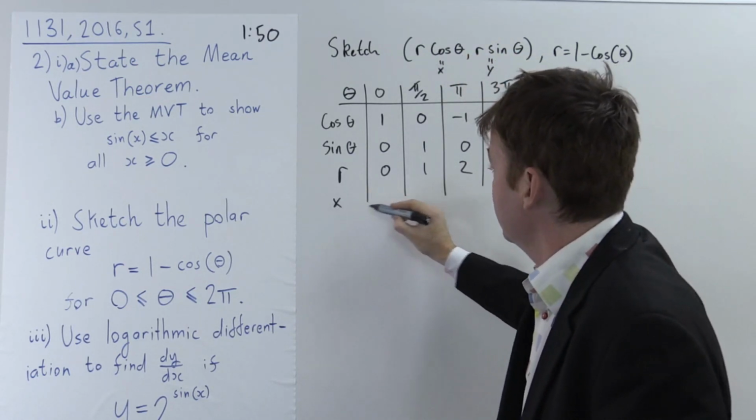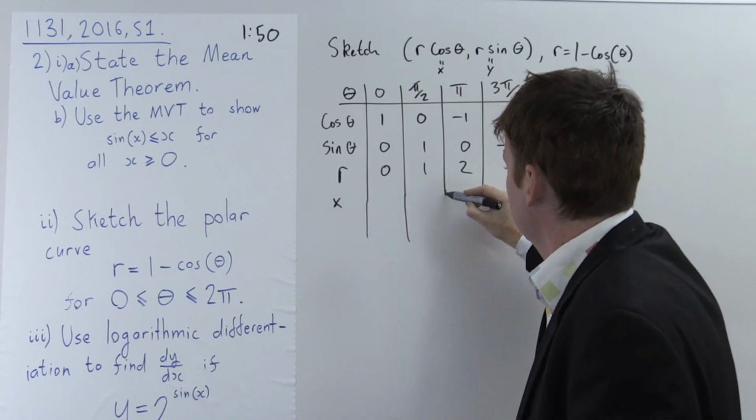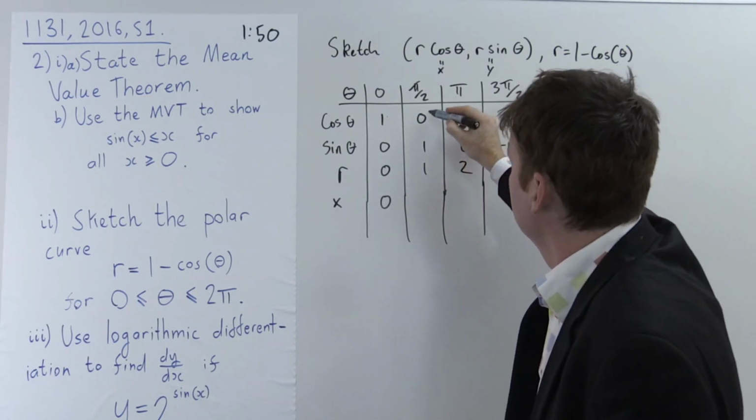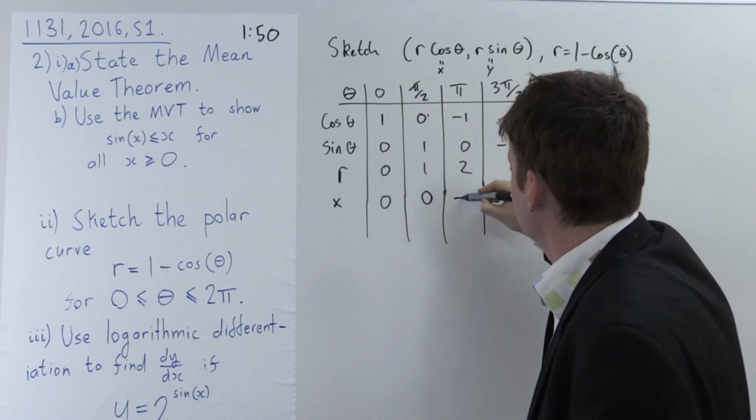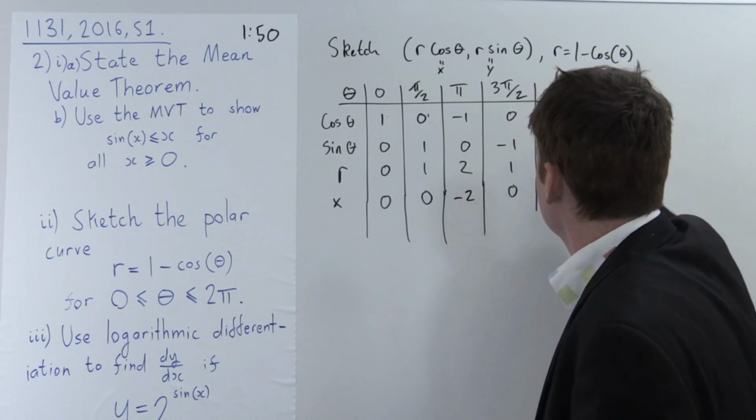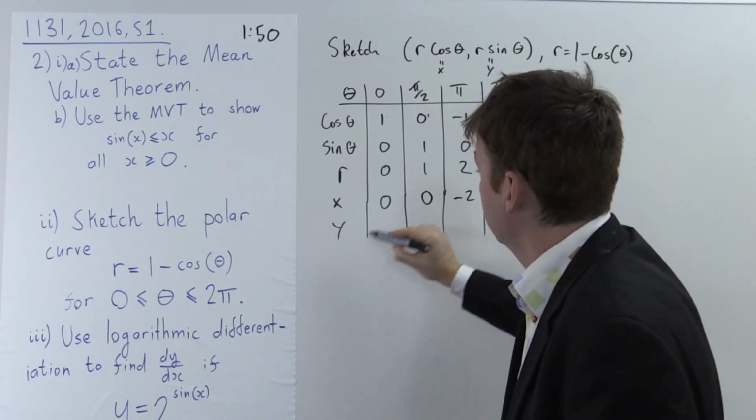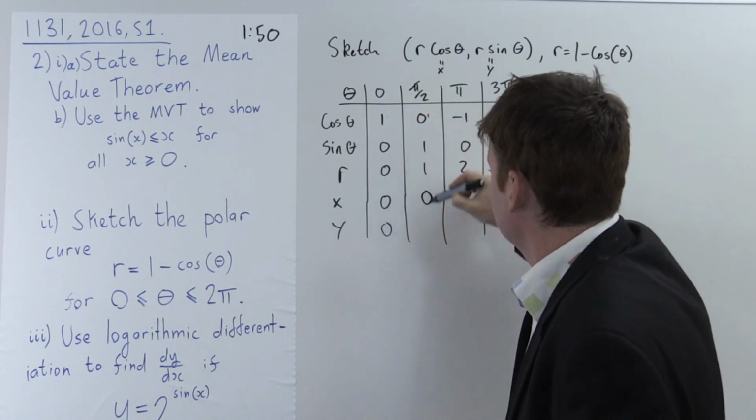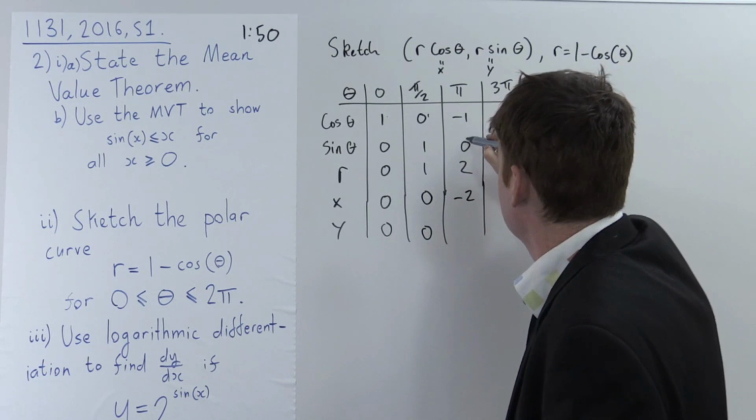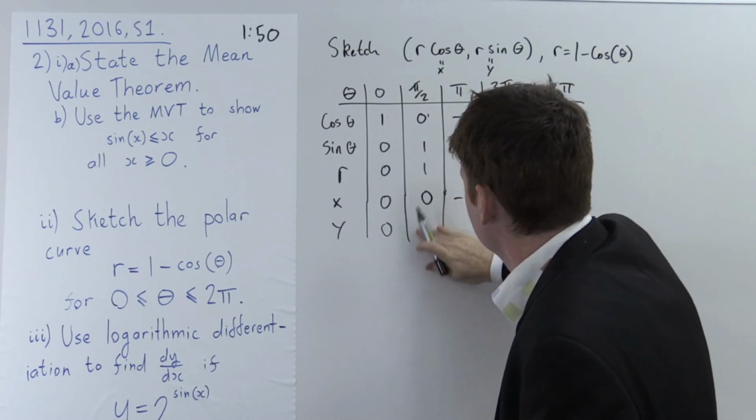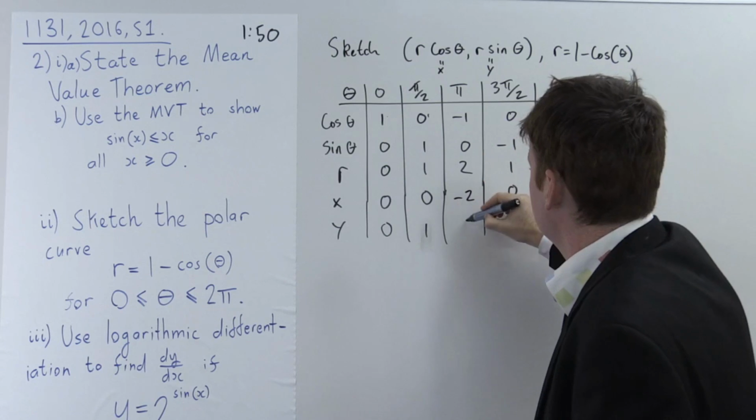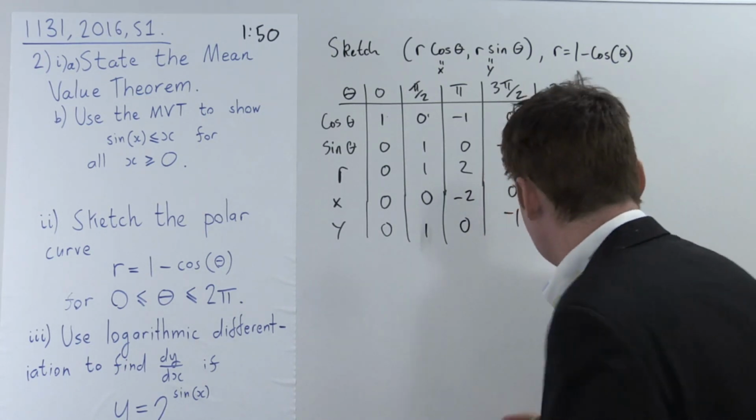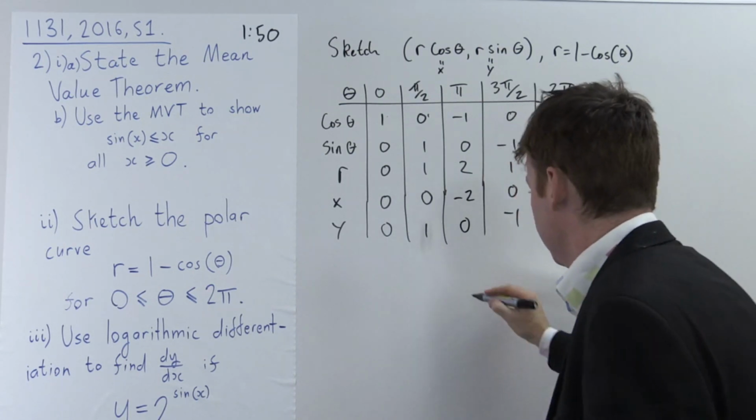So x, just being r cos theta, is that times that, that times that, and so on. And y, just being r sine theta, is that times that, that times that. Sorry, that times that's 1. That times that, minus 1, 0. Good. So at this point, I can start trying to get a picture of what's actually going on here.